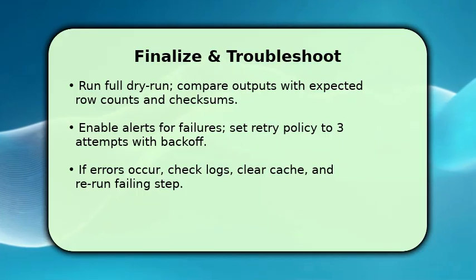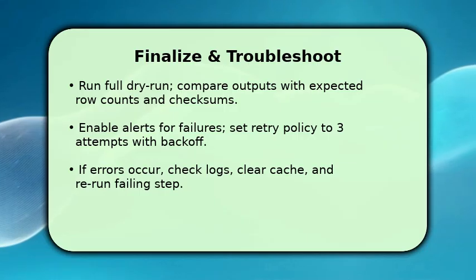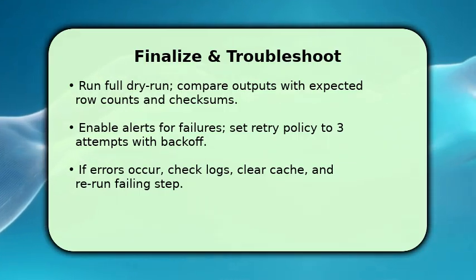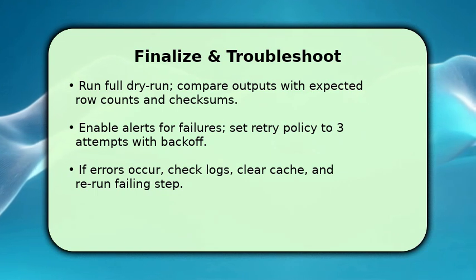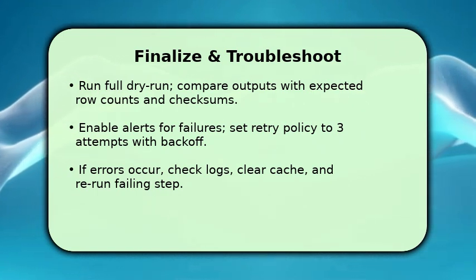If something goes wrong, check the detailed logs, inspect the transformation step, clear local caches, and rerun only the failing component. This avoids unnecessary reprocessing. Remember, small targeted fixes are faster than full rebuilds.